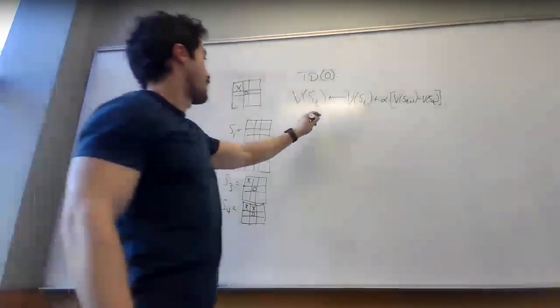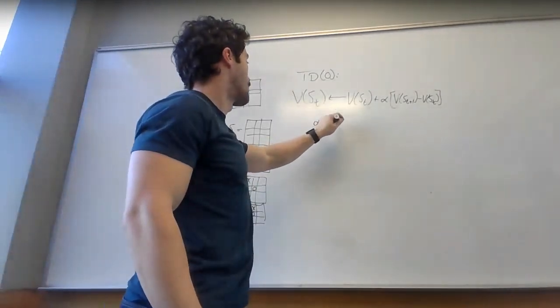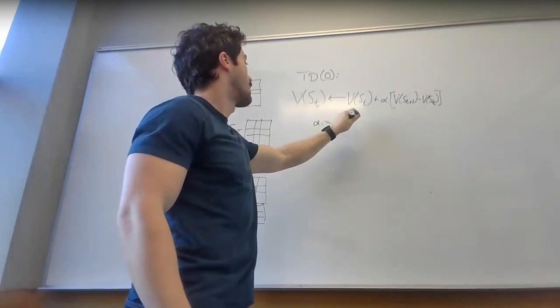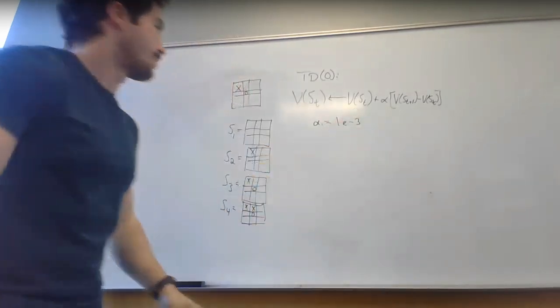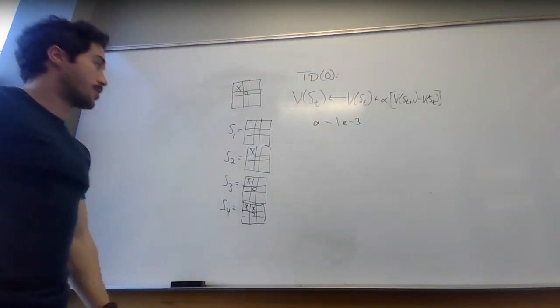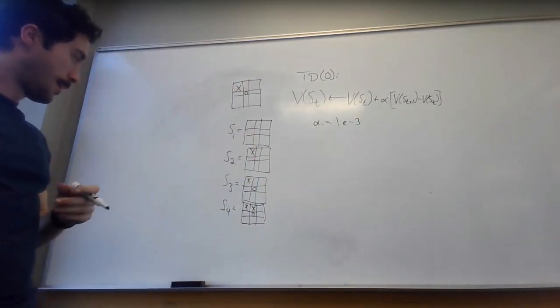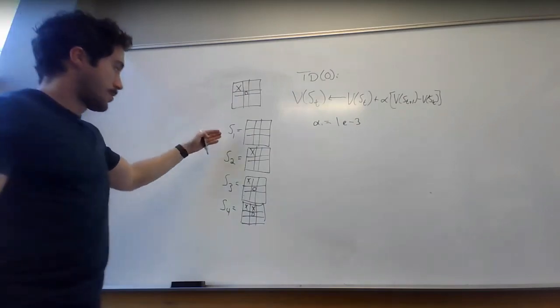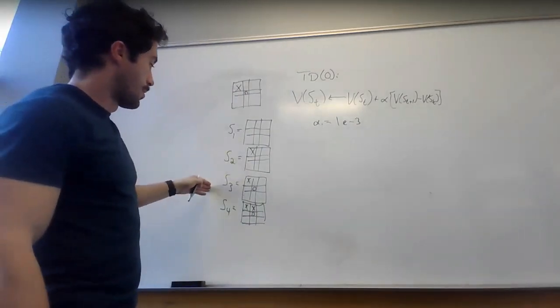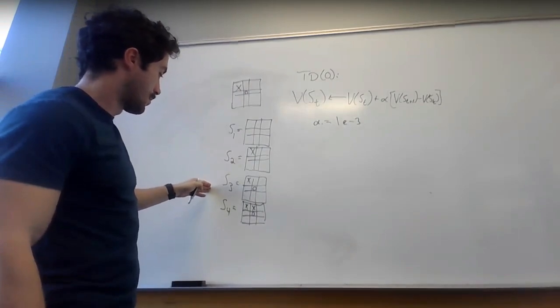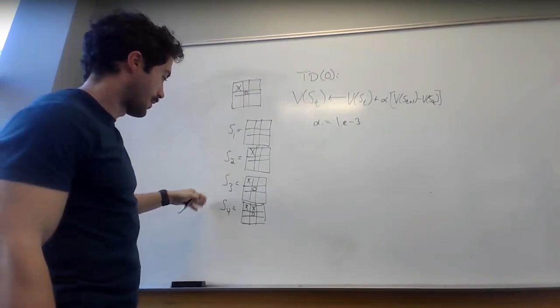You usually use something like alpha equals 1e-3 or 1e-4. It's more in that range. And that's just 10 to the negative third. So you'll actually do that update rule at every step where you take an action. And in fact, at every step actually.